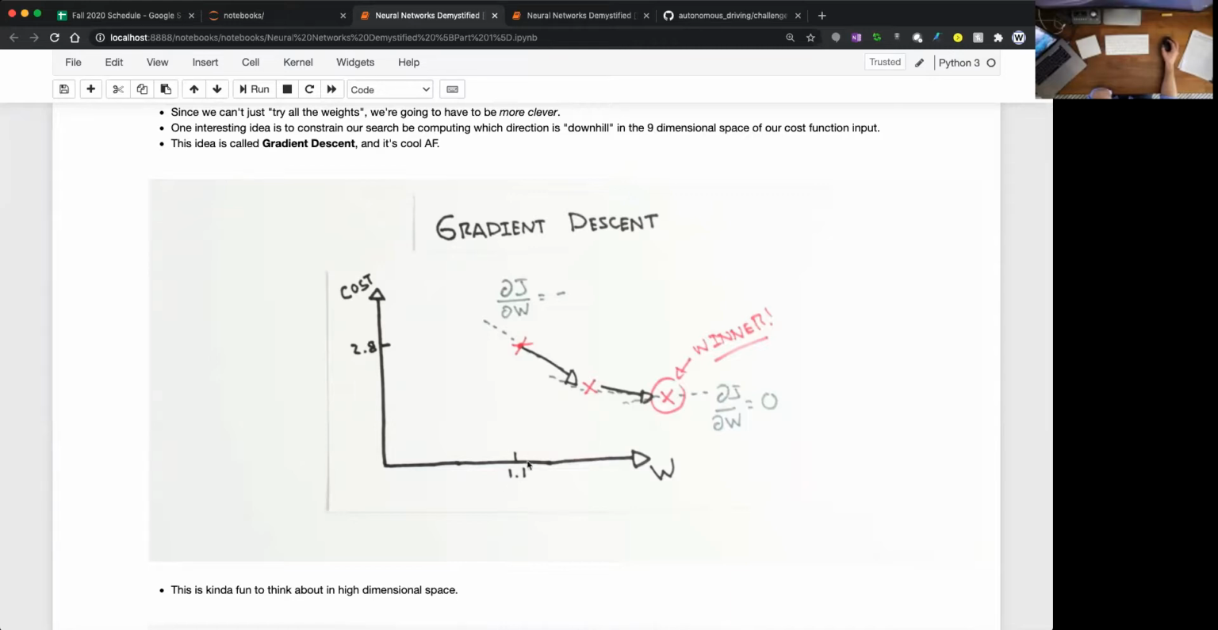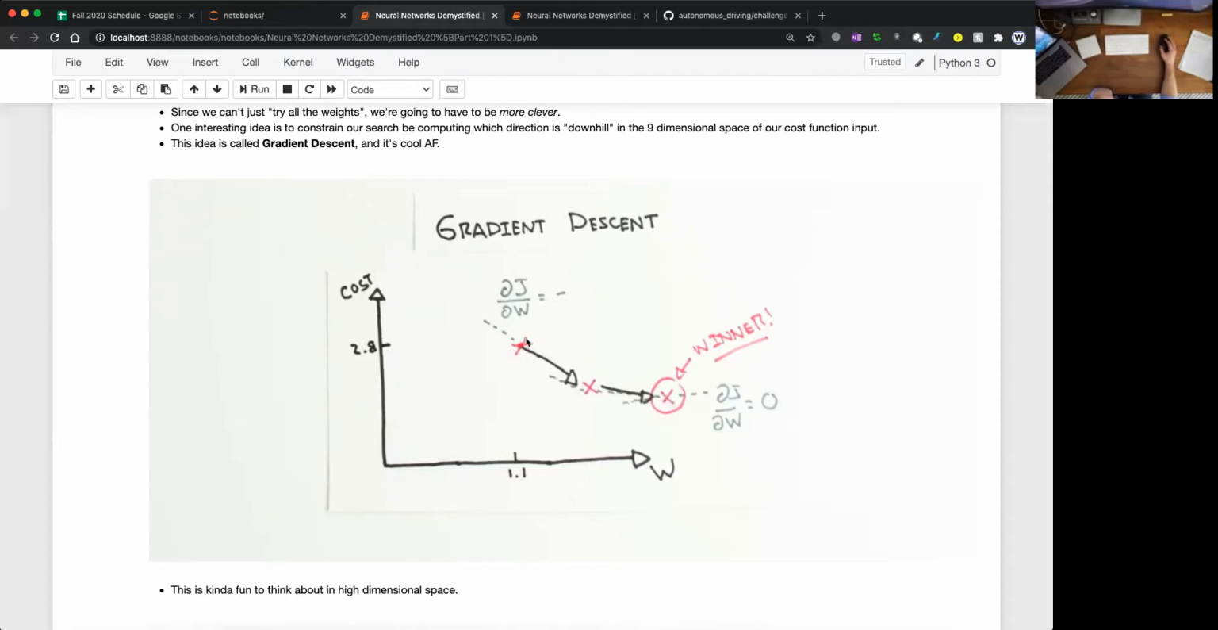I have an initial value of W. Should I increase or decrease that W value to decrease my cost? Which way should I change W to decrease my cost function? That's the idea of gradient descent. And in gradient descent, we take these steps, they're just called steps. We take these steps downhill until we think we found the bottom, basically.